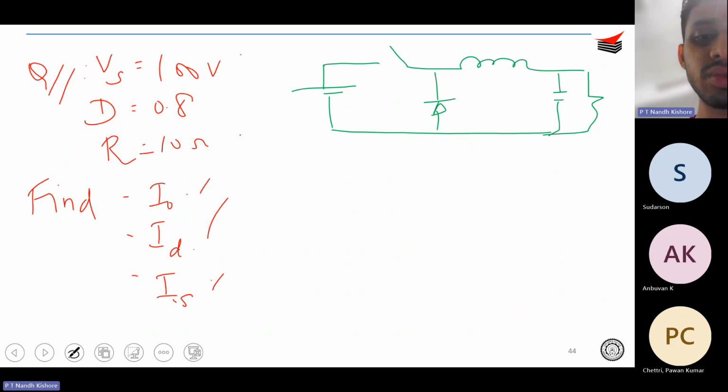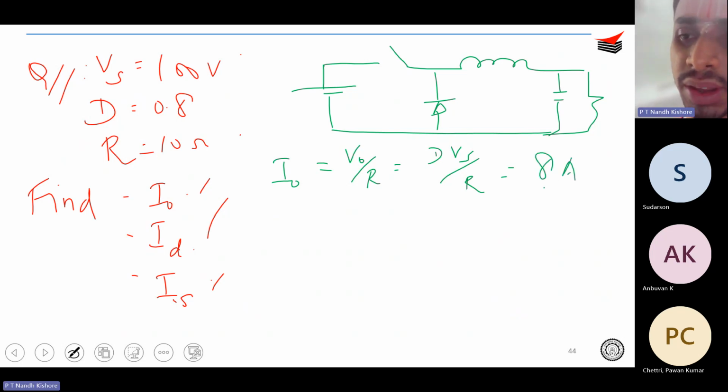So how do you find it out? The simple things. What is I naught? I naught is basically V naught over R, right? So V naught is D times Vs over R. So what is it? 0.8 into 100 by 10, right? So that is 8 amperes.